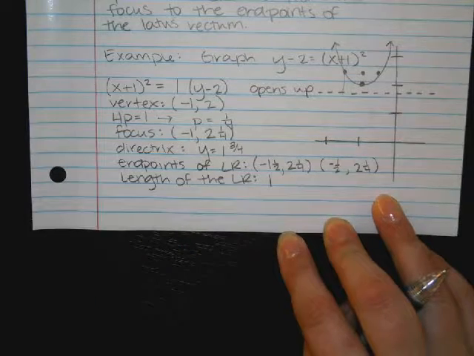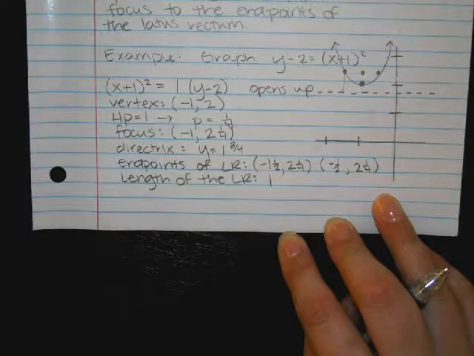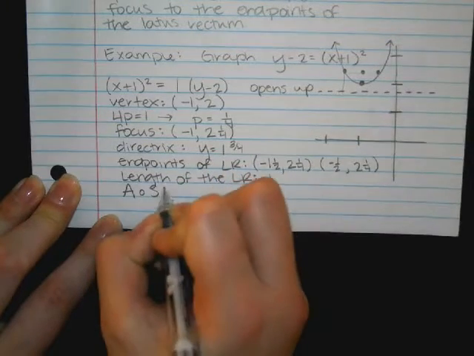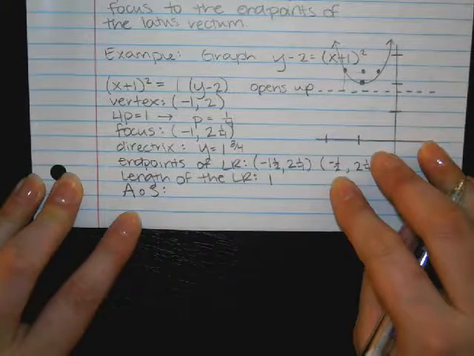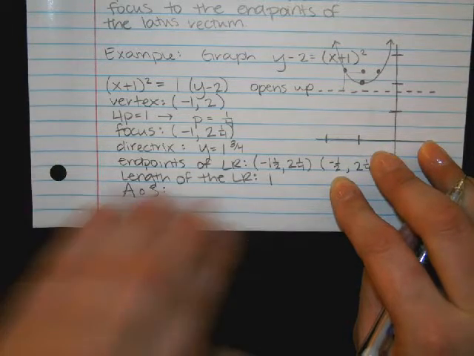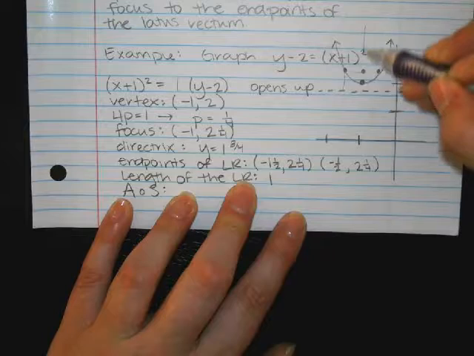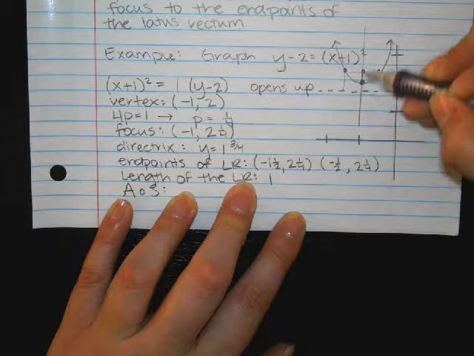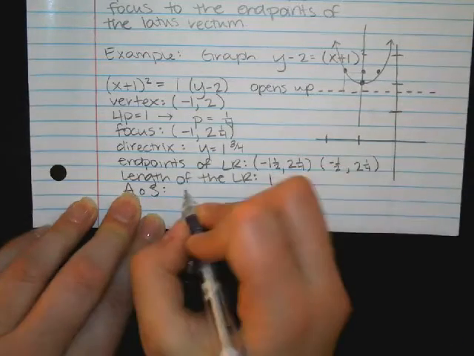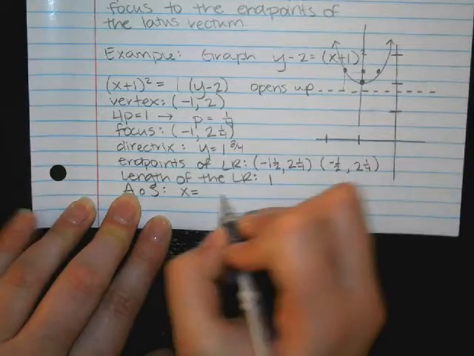One more thing that they sometimes ask for, they don't always ask for, but we can go ahead and do it, is the axis of symmetry. You guys should be familiar with that. What's the axis of symmetry? It goes through the vertex and cuts it right down the middle. So that's a vertical line, so that's going to be x equals negative 1. Yep.